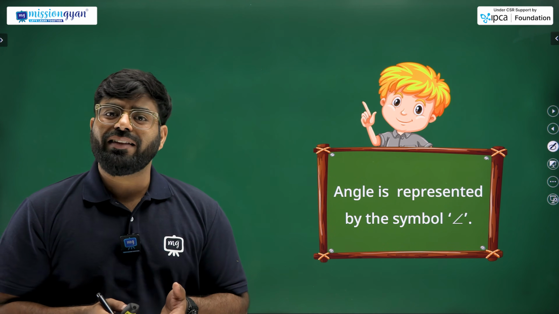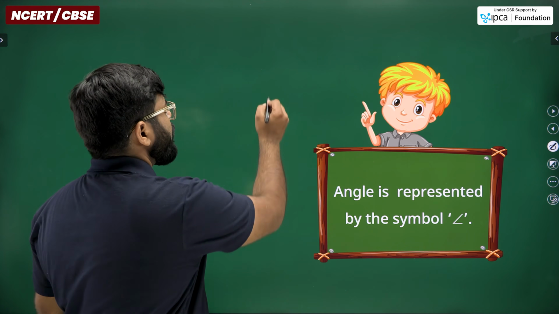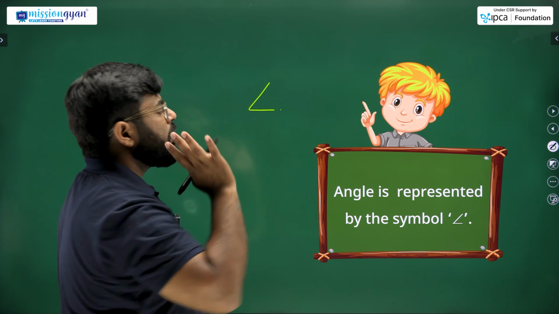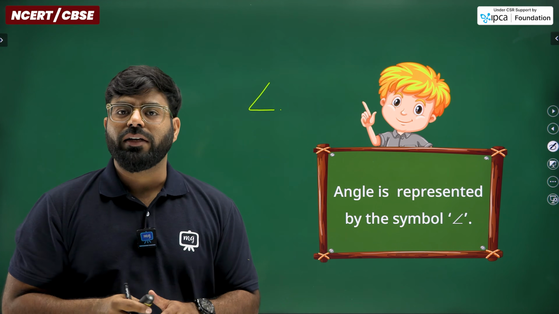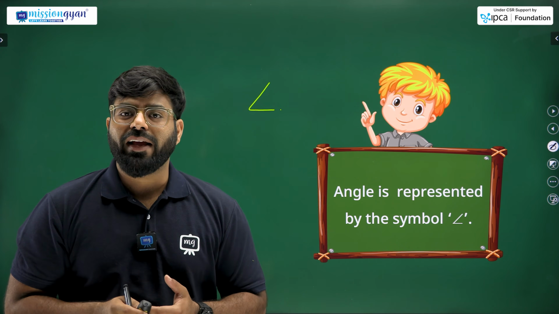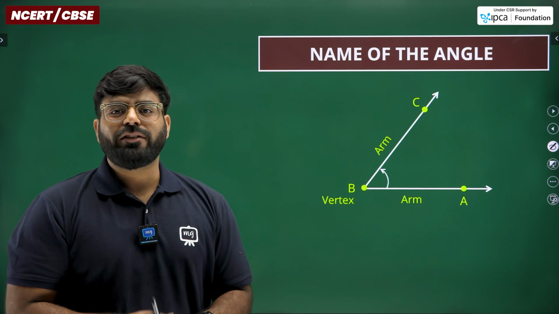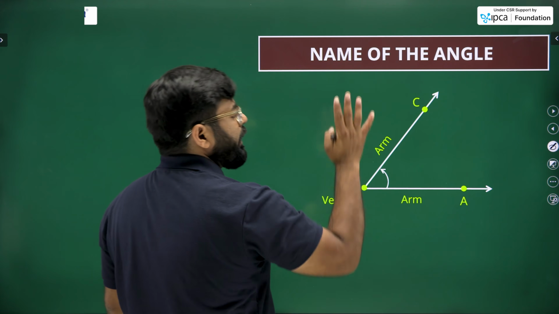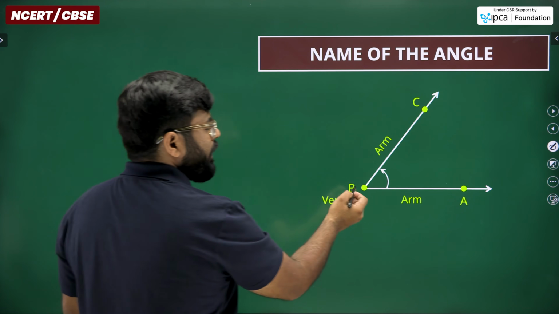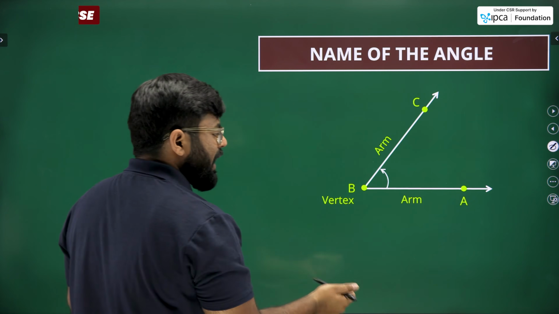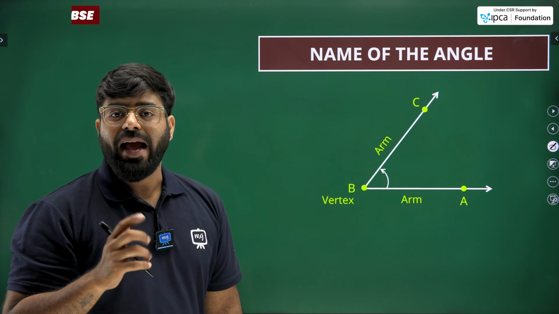For representing the angles you have to use a symbol, that is this. You have to use this symbol to represent an angle. Is that clear? So let's check how we will name the angles and how we can use this symbol to represent the name of an angle. So let's find out on the screen the name of the angle. As you can see, you have a figure on the screen, BC and BA are the arms and B is the vertex. Now, how will you name this angle?